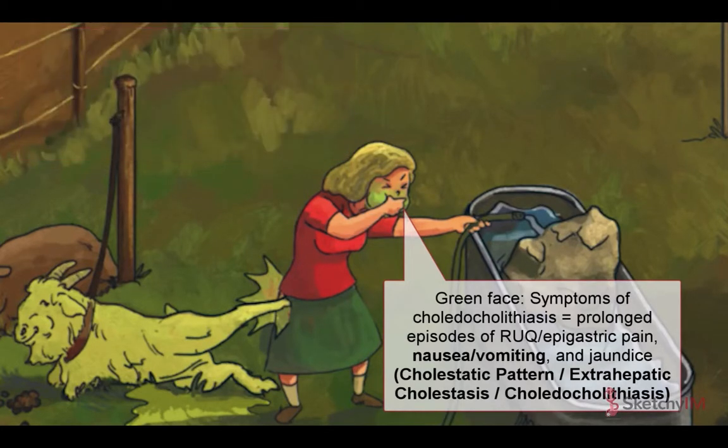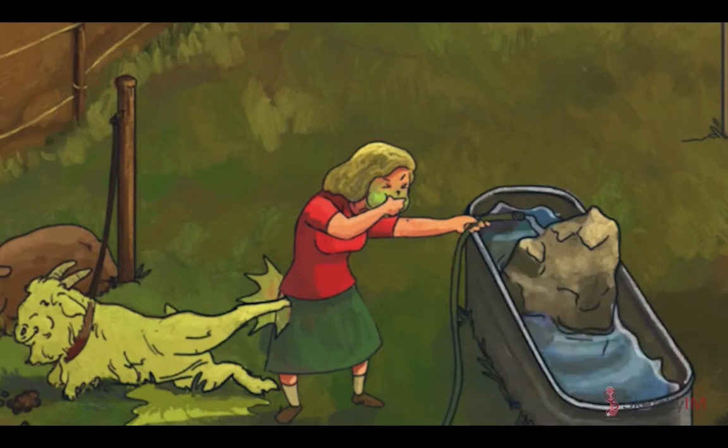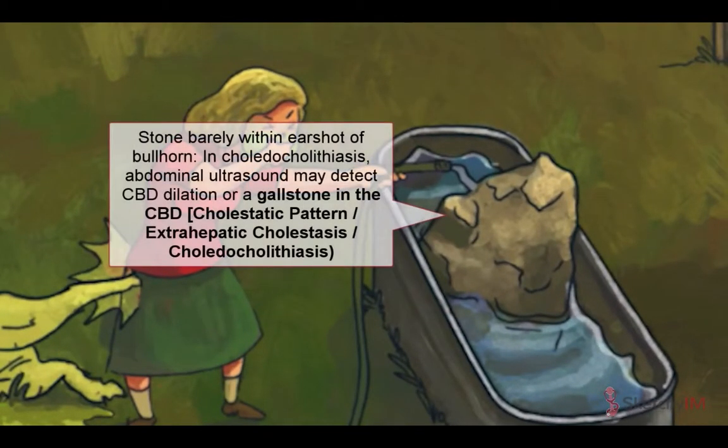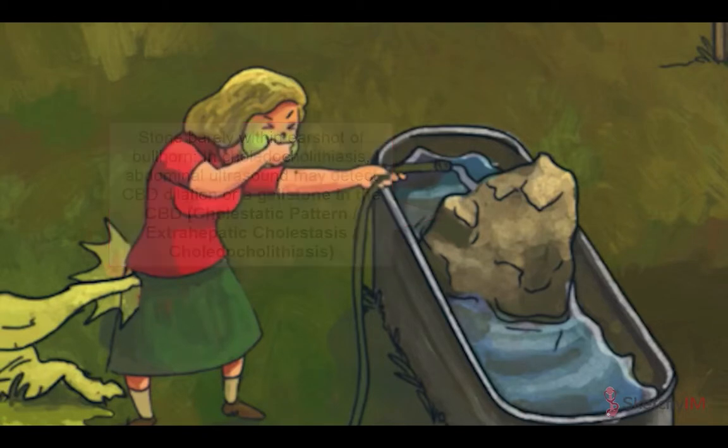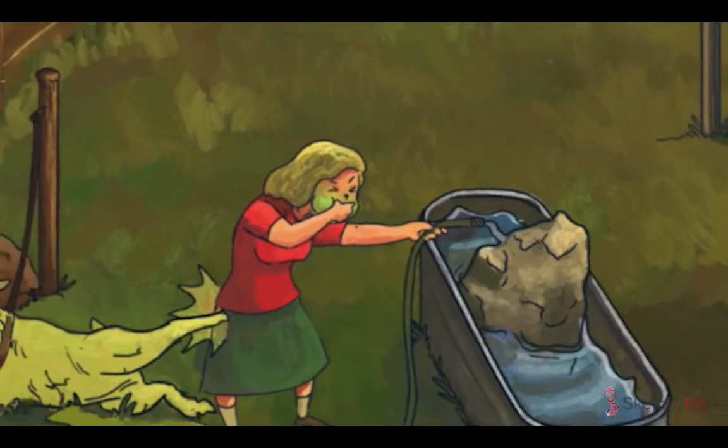As with other causes of extrahepatic cholestasis, abdominal ultrasound may demonstrate bile duct dilation. In this case, dilation of the common bile duct. Occasionally, the gallstone itself may be detected in the duct as a hyperechoic, bright spot with shadowing. However, overlying bowel gas can get in the way, making it difficult or even impossible to see the stone.